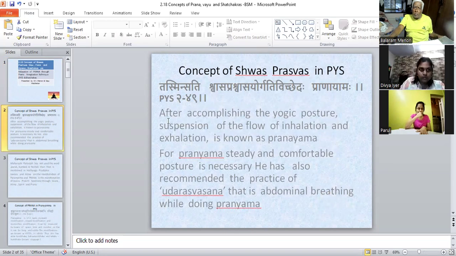Pranayama definition: Tasmin Sati Shwasa Prashwasa Sanyoga Gati Vicheda Pranayama. Very important definition in Viva also. Please note it down: 2.49, 2.50, 2.51, 2.52. Four important definitions.